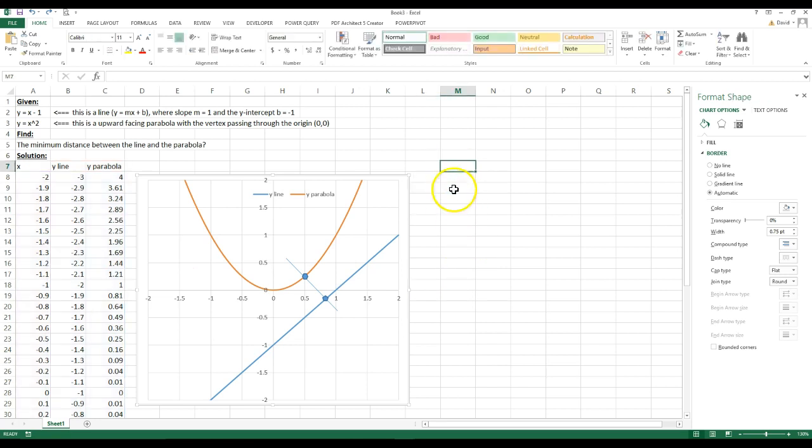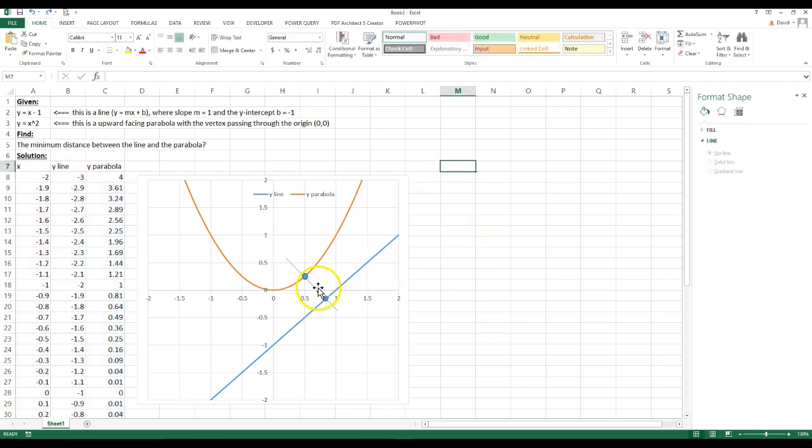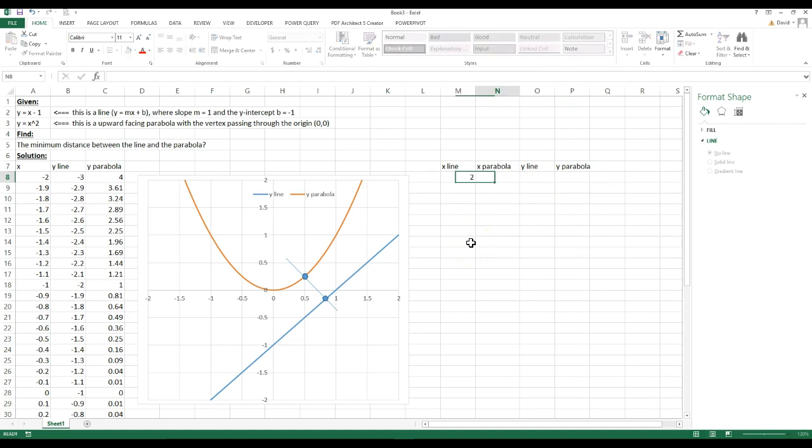Now understand that the y and the x are not going to be the same on these 2 points, because the two curves don't intersect, right? So you could say x of the line and y of the line, x of the parabola and y of the parabola. Okay, so we could put these here, and we could just arbitrarily say this is like 2 and 2. We don't know what these are.